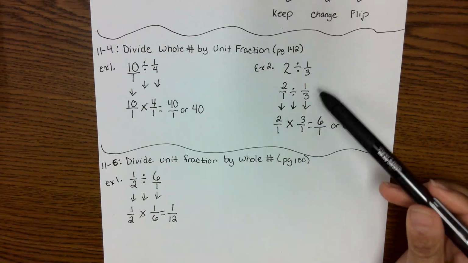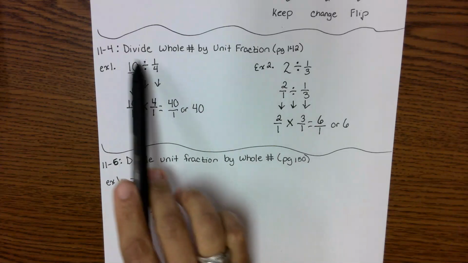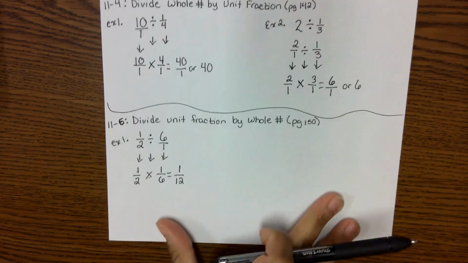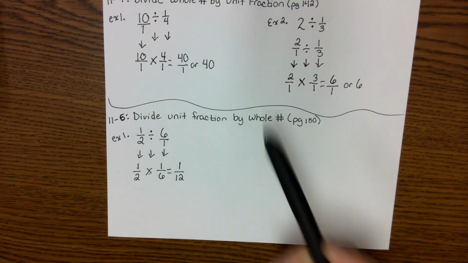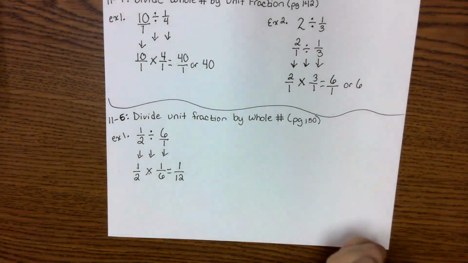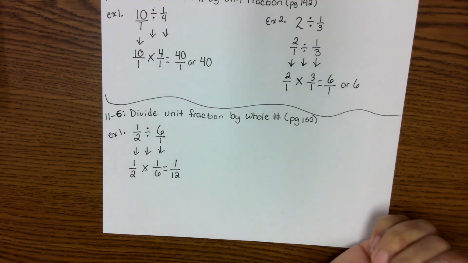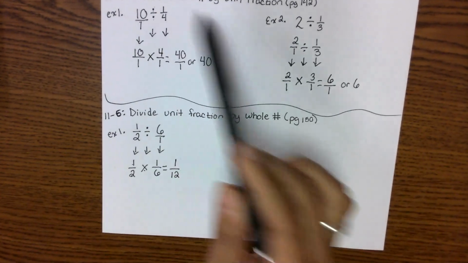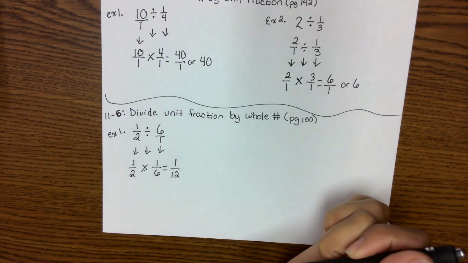So the difference between lesson 11.4 and 11.6 is that in lesson 11.4, we're dividing a whole number by a fraction. Here, we're taking a fraction of something and dividing it by a whole number. It's the only difference. Same steps, same keep, change, and flip. This one, you have a whole amount and you're dividing it into a fraction. This one, you have a fraction and you're dividing it into a whole number.